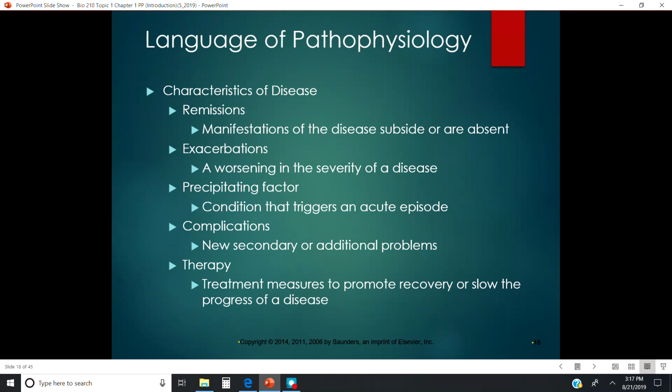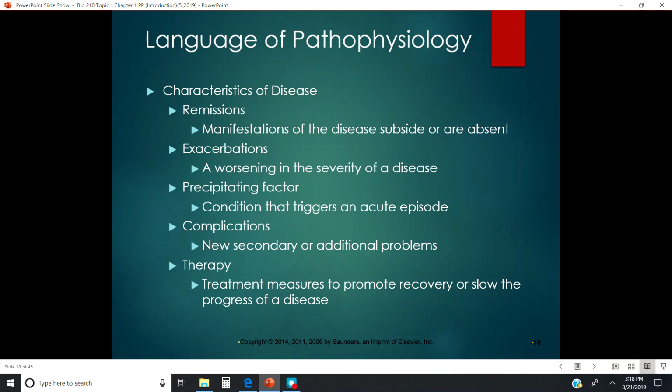Sometimes conditions will develop complications. These are additional problems. We see that sometimes in dermatology where somebody has a skin lesion and the lesion will open up and now they get a secondary infection. That wasn't there before. So we'll see that a lot during dermatology when we get to that section. The term we use for treatment is therapy. That one you probably know already.